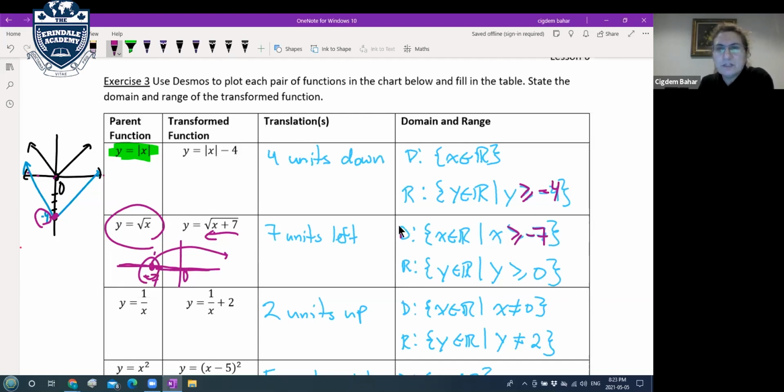How do we write? D, domain, open the bracket, x is an element of the real numbers such that x is greater than or equal to negative 7, close the bracket. Range, open the bracket, y is an element of the real numbers such that y is greater than or equal to 0, close. Any questions?